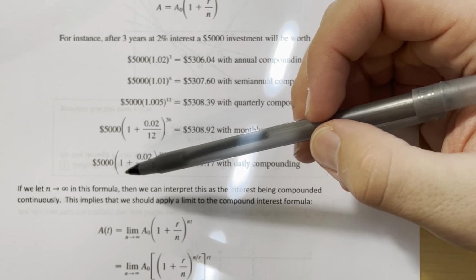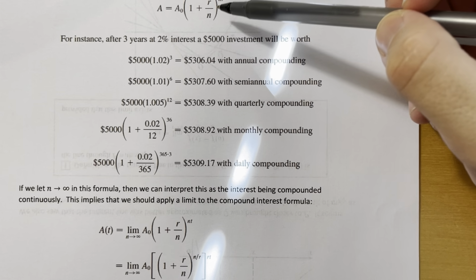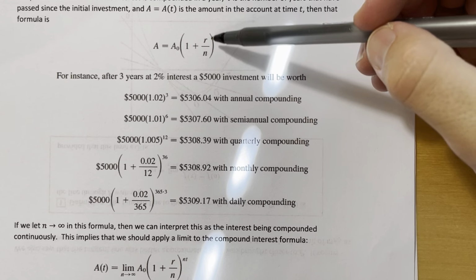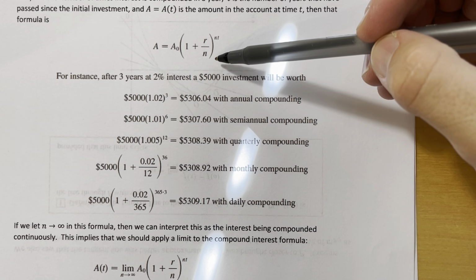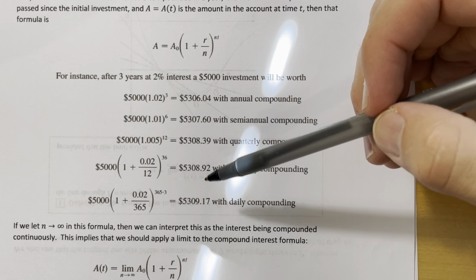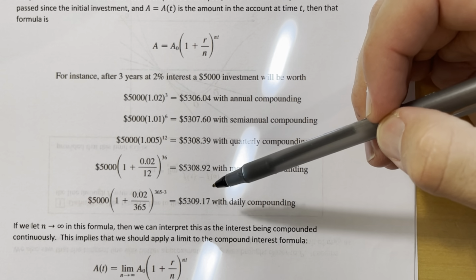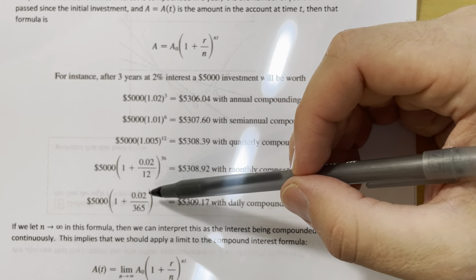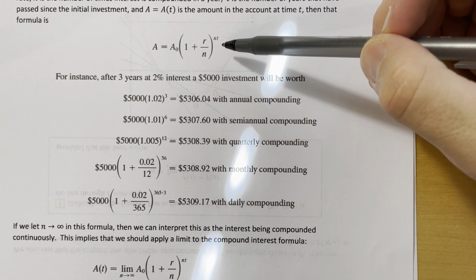So what we want to do is consider what would happen if we let n go to infinity in this formula. Because we can break this down even further. What if you compound interest every hour, or every minute, or every second, or every millisecond, or every microsecond? What happens in the most extreme possible case?